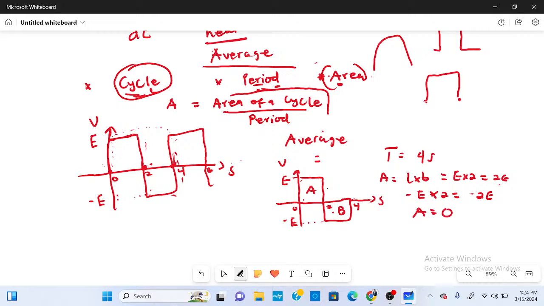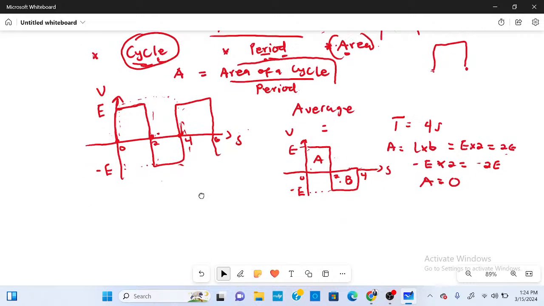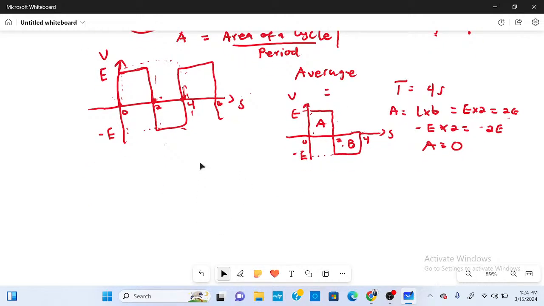So once I have my total area to be 0, then my average A of this is equal to 0 over the period, which is 4. Therefore, this is giving me 0. Now, let me give you a general case. Whenever you have a wave which is symmetrical about the horizontal axis, so that the same section which is up here is the same section down here, then that wave has a 0 average.